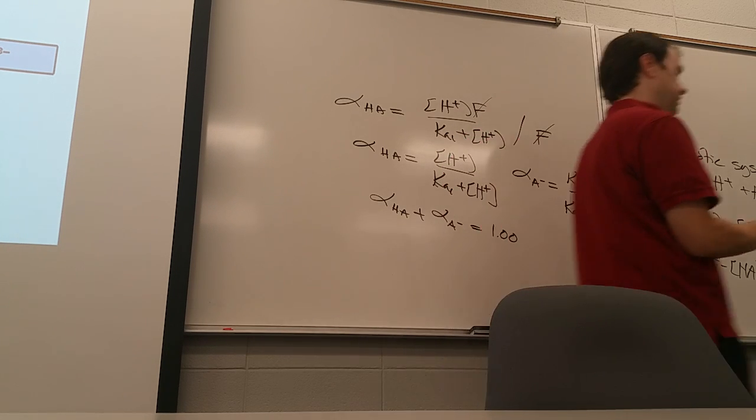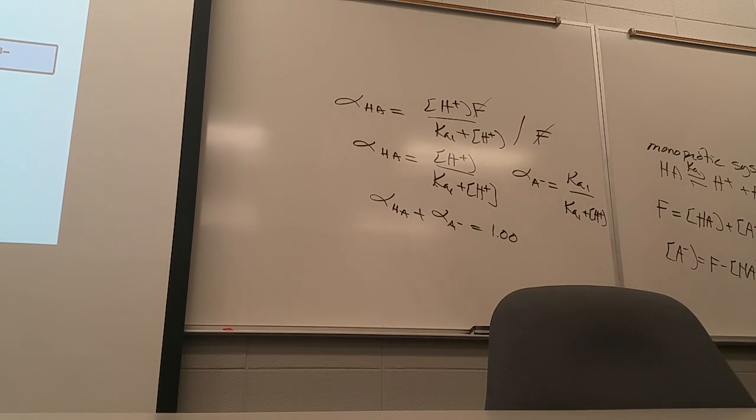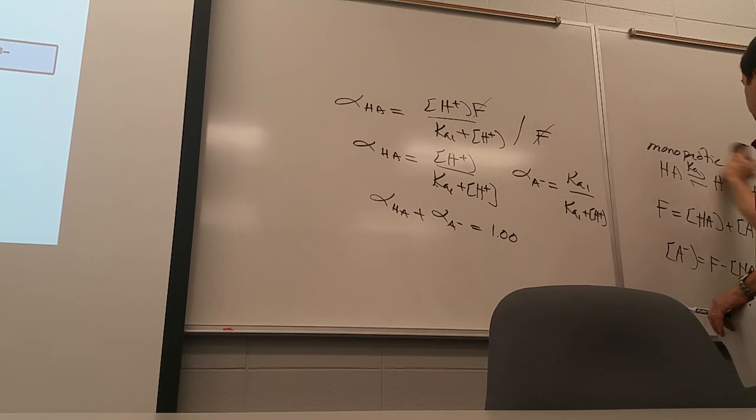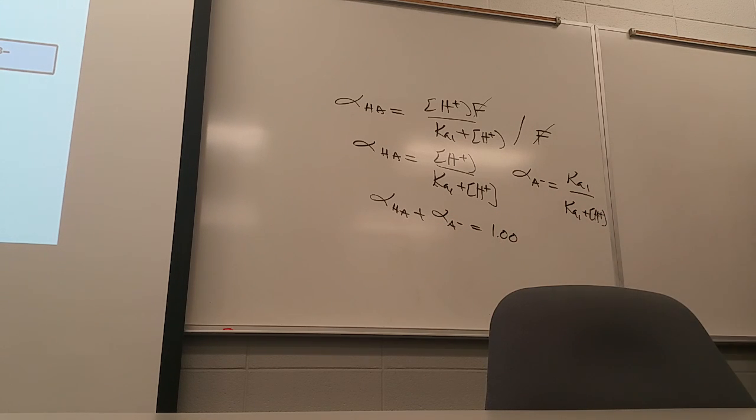And when we do a polyprotic system, I'll show you how we actually grind it out for both species. But most of the time, you actually don't have to do that for a monoprotic system because those two numbers are going to add up to 1 anyway. So if you solve for one, you can solve for the other.